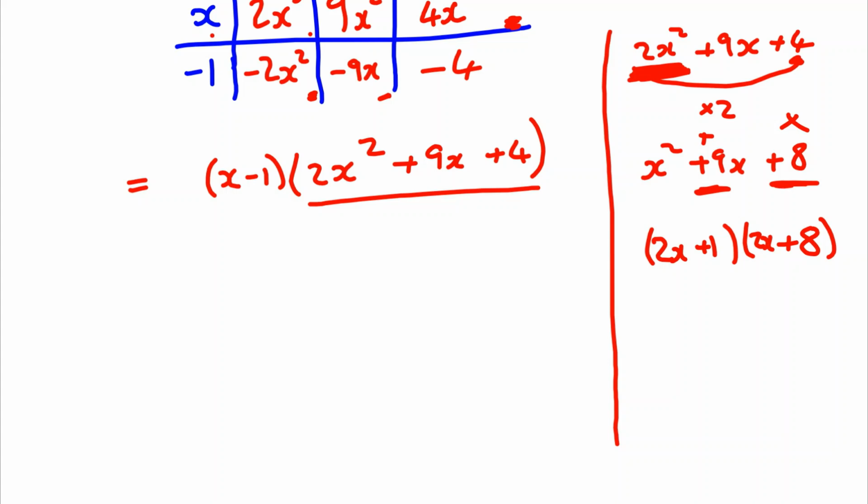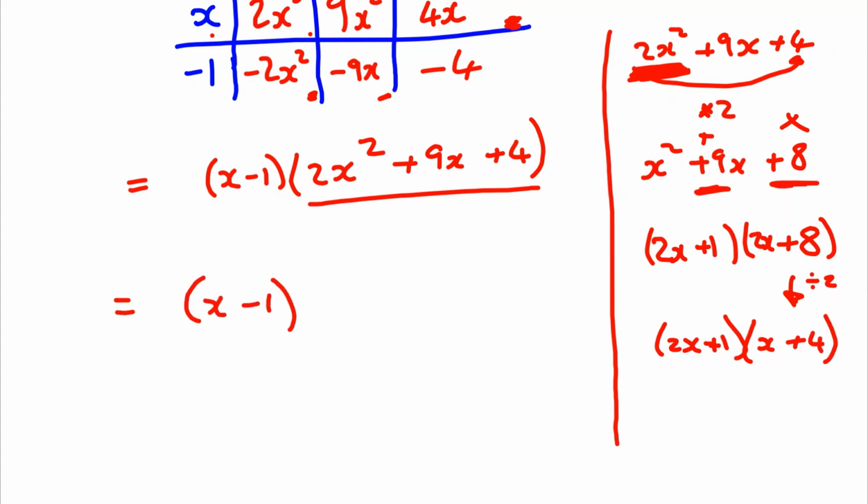But we got a problem. We've timesed by 2 here, so we're going to have to do the opposite. So we're going to have to divide one of our brackets by 2. And the only one that divides nicely is that second one. So 2x divided by 2 is x, 8 divided by 2 is 4. So if we put that back in, we're going to get x minus 1, 2x plus 1, and x plus 4.